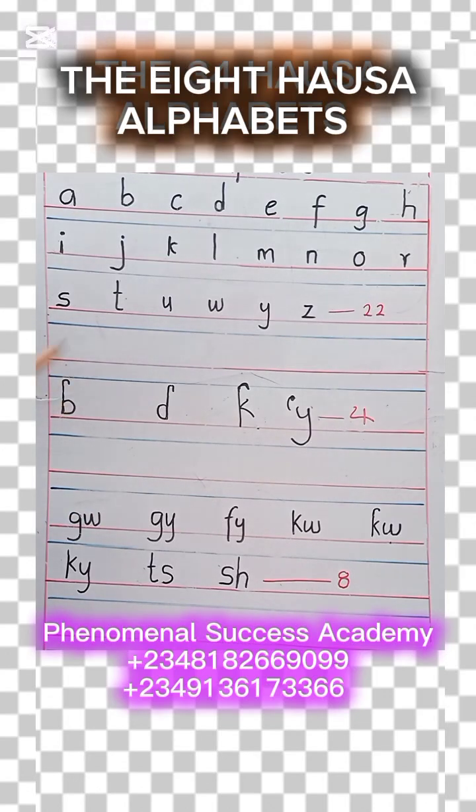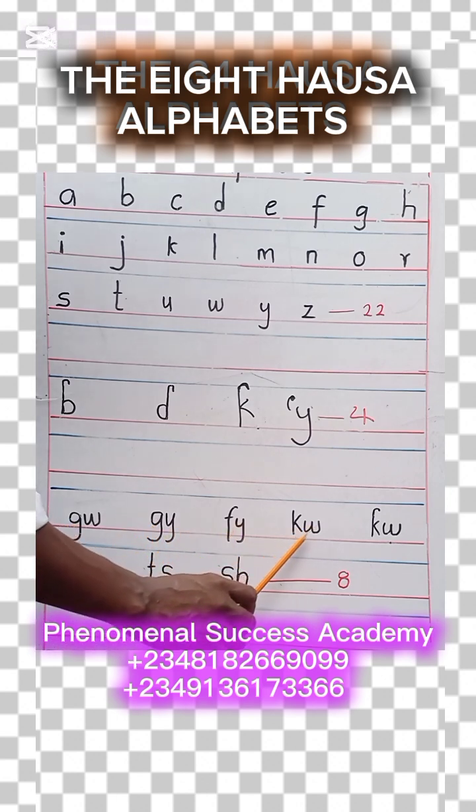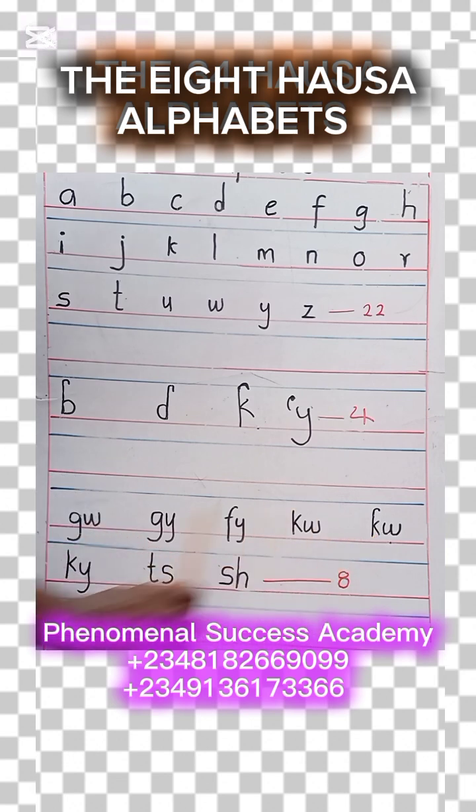Now, the final set, listeners, rukuni na ƙarshe, they contain only 8. And as you can see, they are double letters. Gwa, gya, fa, kwa, kwa, kya, sa, sha.